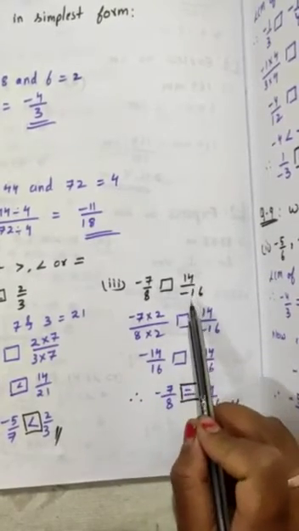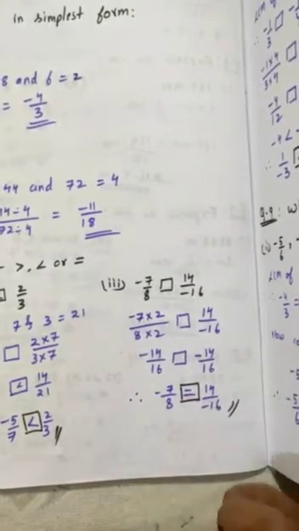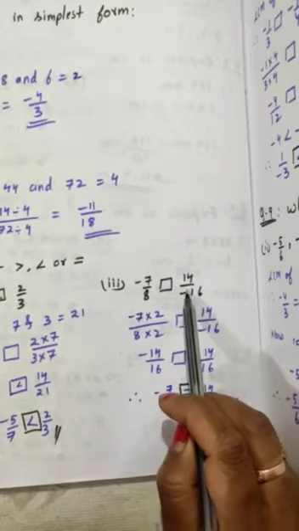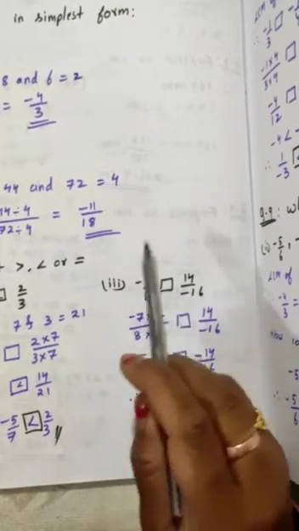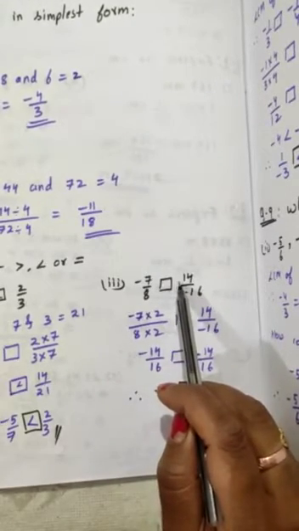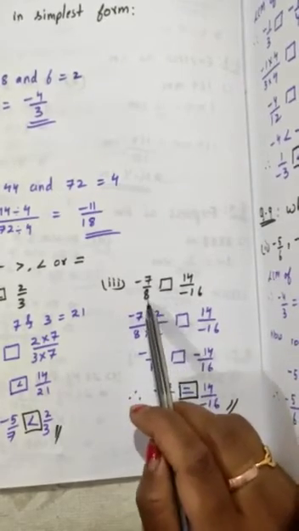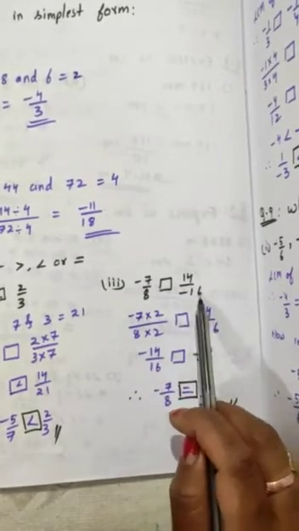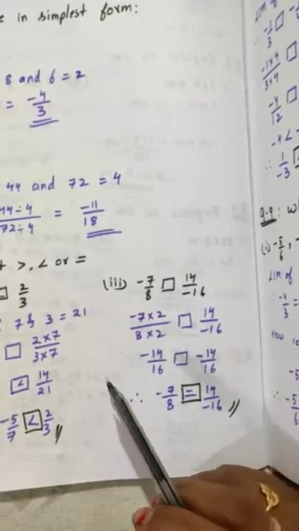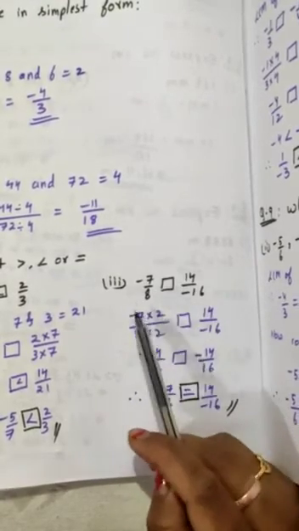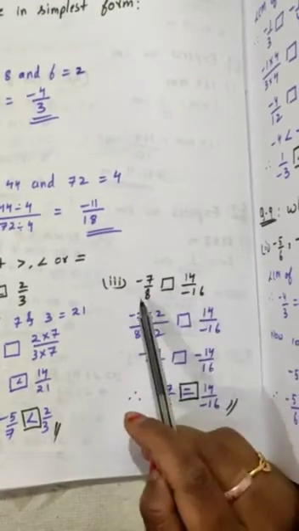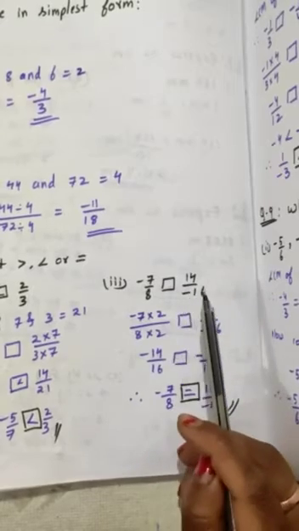-7/8 and 14/-16. And I told you, whenever negative sign is in the denominator, you can shift it to the numerator. तो ये आपका आ जाएगा -7/8 and -14/16. Now what you have to do, since these are not like fractions, तो आपने इनके denominators को पहले equal करना है and then you can compare them.